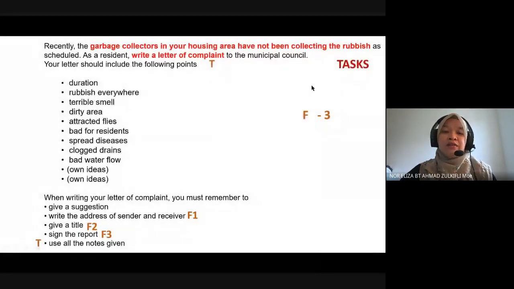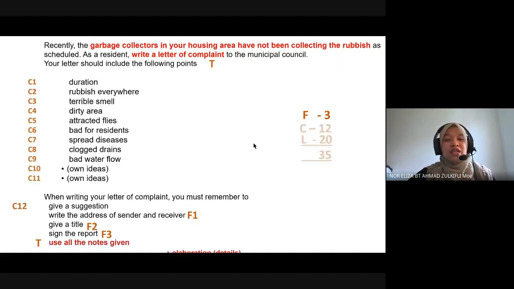Now, if you look at this, you've got format, which is 3 marks. Where do you get these marks? From the first one, F1. When you read through the question, you will see there are reminders. Don't forget, the reminders appear in the question itself. Write the address of the sender and receiver, that is 1 mark. And then when you give a title, that is the 2nd mark. And then you sign the letter, it is another 1 mark. So that would be 3 marks for format. All right. Now let's go to the next one.